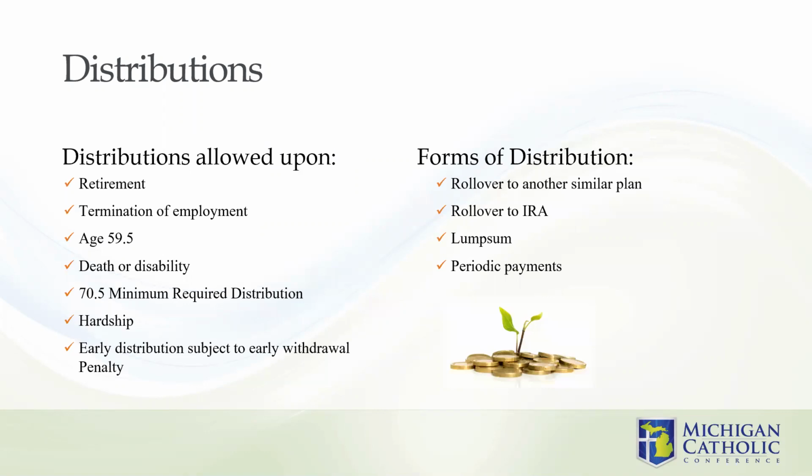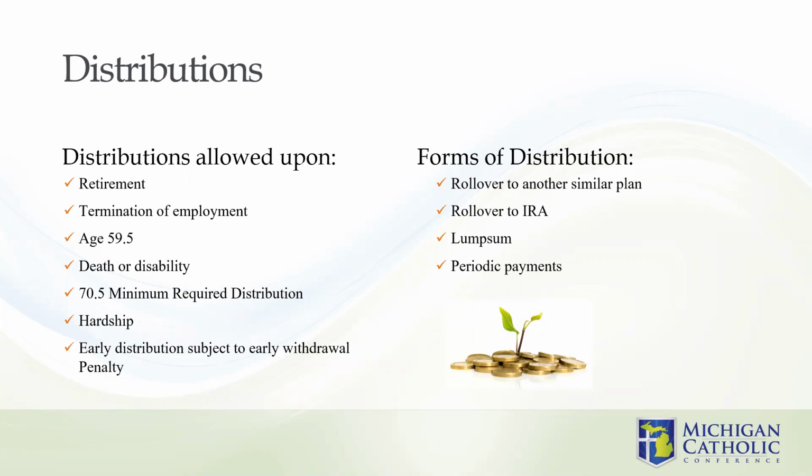Distributions. Once an employee is ready to take their money out, there are different times that they can do that. The distributions are allowed at retirement. If they terminate employment, they can take their money. They can take it at 59.5, even if they're actively working. At death, the beneficiary can take out the benefit. Disability also is another reason why a participant could take out a distribution.